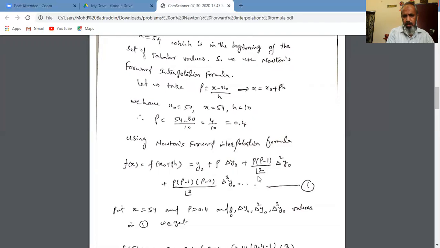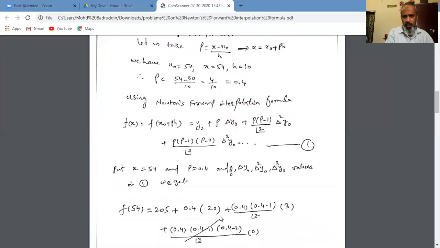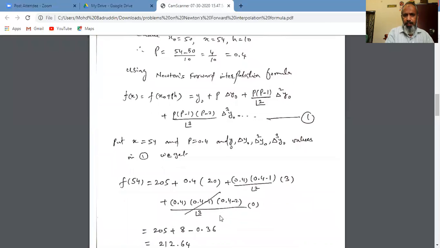Now in this, if we substitute x is equal to 54, p value as 0.4, and we know the values of y0, delta y0, del square y0, del cube y0. So substituting all these values in this equation, that is equation 1, we get the value of the temperature or melting point at the percentage of 54 of the alloy's lead.